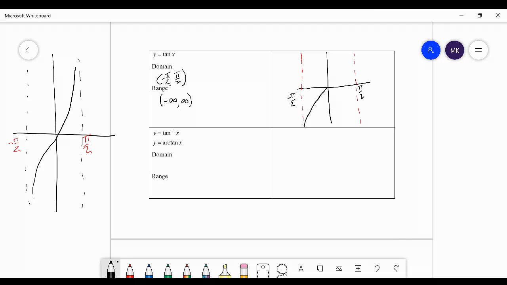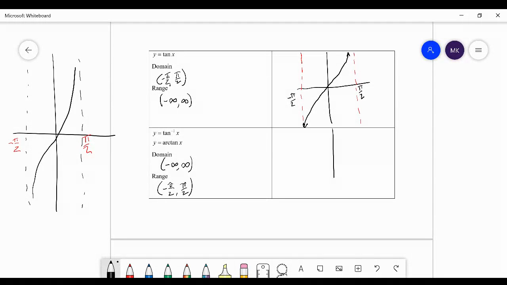Our function goes like this. Now for the inverse, we've kind of gotten an understanding, hopefully, or refreshed that understanding that the domain and range flip from a function to its inverse. That means the domain of the inverse of tangent is negative infinity to infinity, while its range is negative pi over 2 to pi over 2.